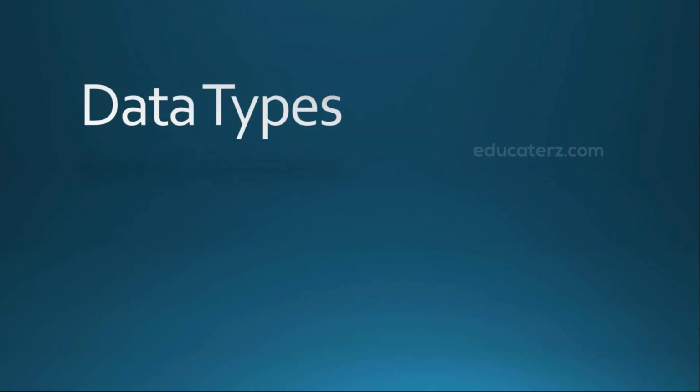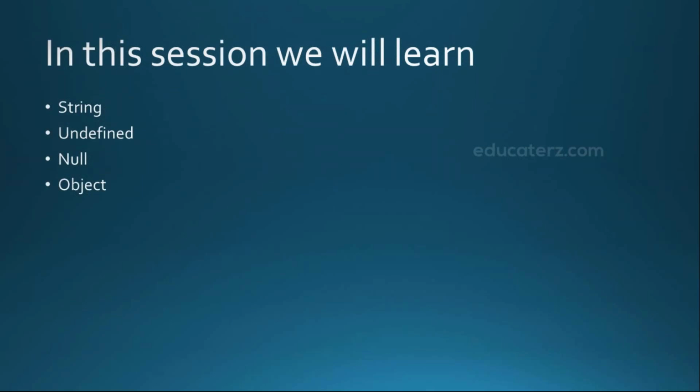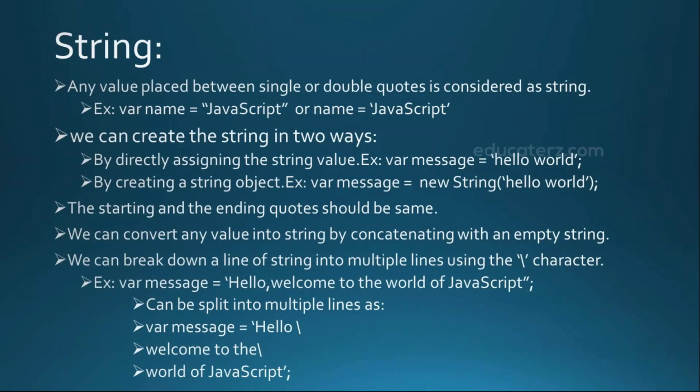I'm Hari, a software engineer. In this session, we will learn about data types like string, undefined, null and object. So let's start with the string data type. Here in JavaScript, any value placed between single or double quotes is considered a string.